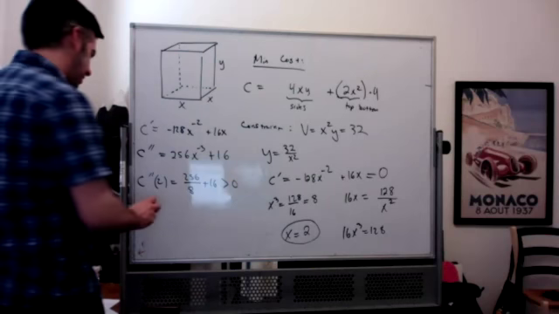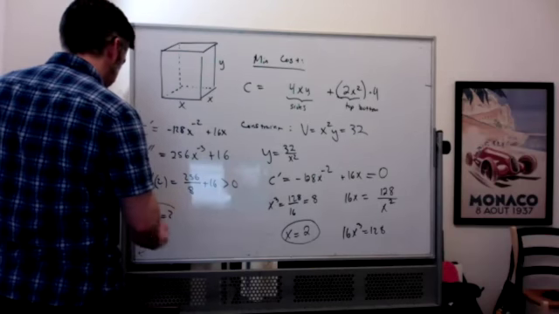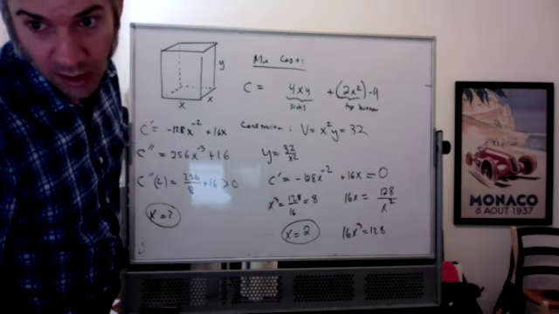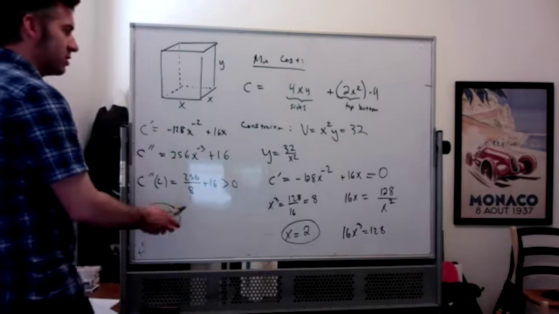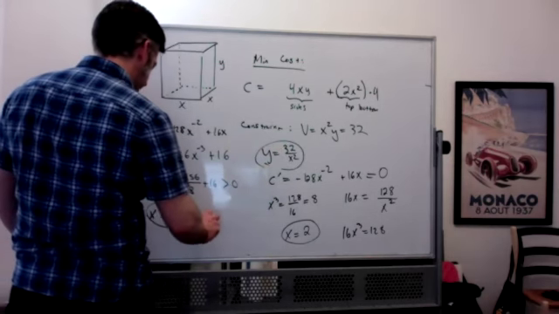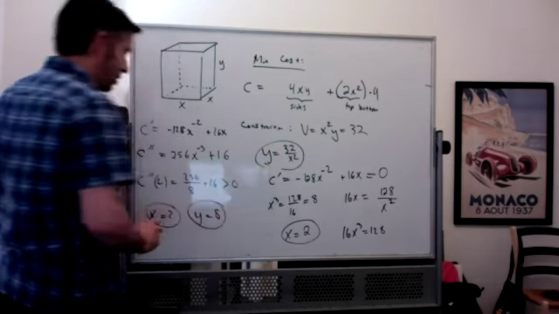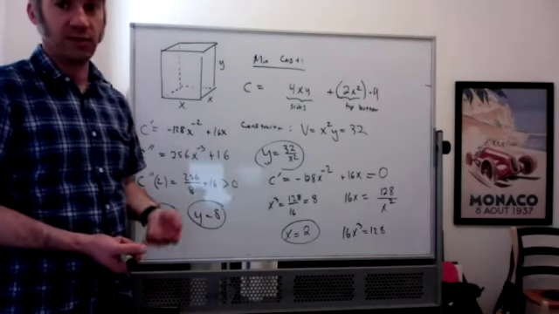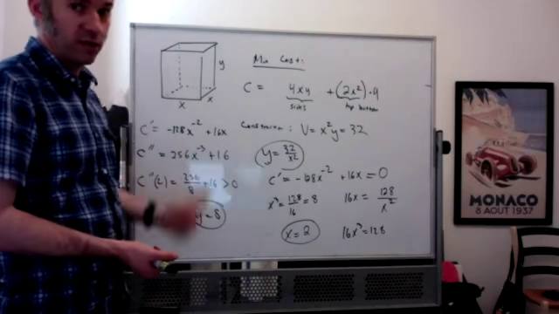Okay, so x equals 2. And the question, I believe, asked us to find the dimensions for the cheapest box. So if x is 2, y is going to be 32 divided by 4, so y is going to be 8. So those are the dimensions of the cheapest box where the top and bottom cost 4 times as much as the sides and holds a volume of 32. All right.